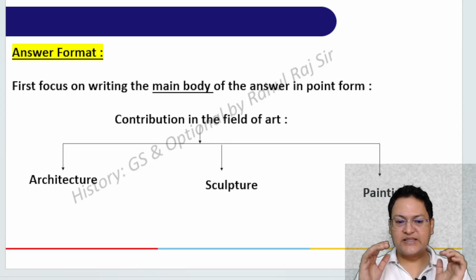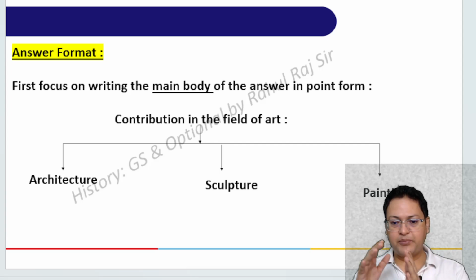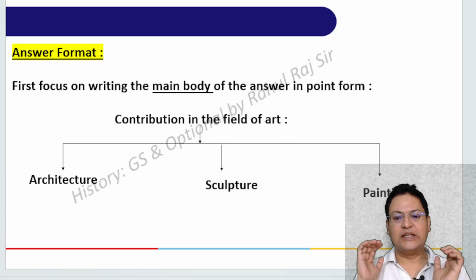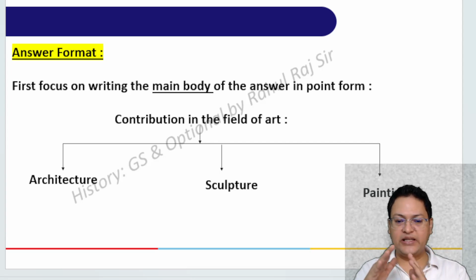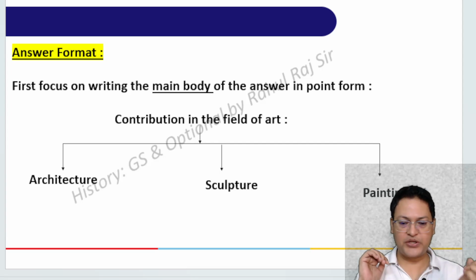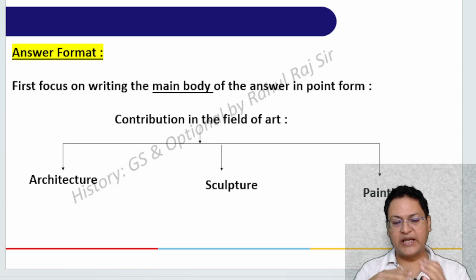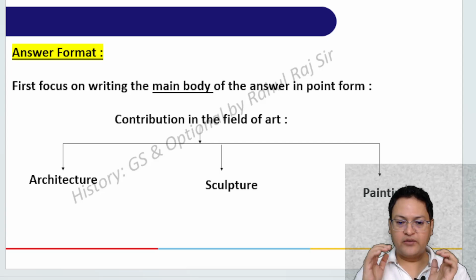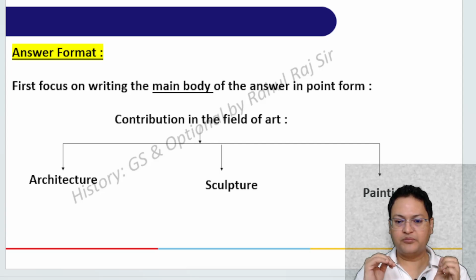So art comprises architecture, sculpture, painting, right? Whatever is applicable, you have to fit in this framework. If you write like this, you will definitely get 1 or 2 marks extra from other students, and you know this is a competition, so here you have to get an edge over others, right? So in this framework we will try to fit what is applicable in the case of Pallavas.